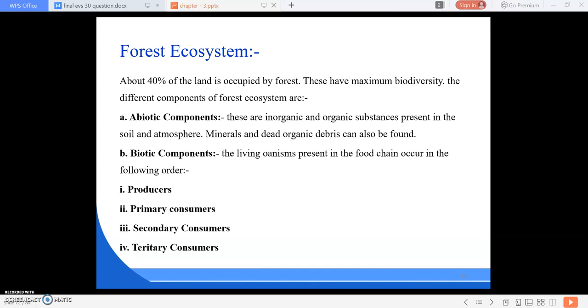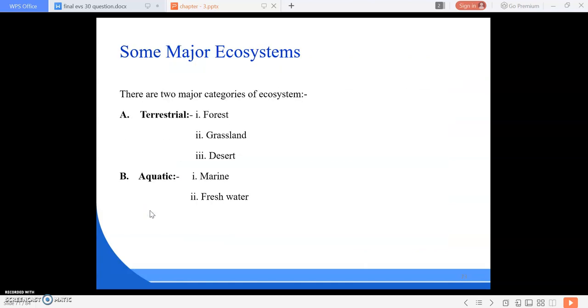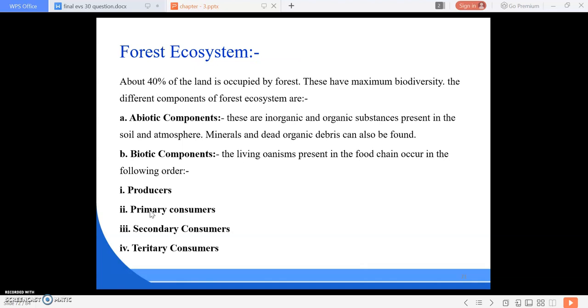In the previous class, we studied some major ecosystems. There are two types of major ecosystem: first is terrestrial, and second is aquatic. Terrestrial means the ecosystem operates on land, and aquatic means the ecosystem operates in water. The terrestrial ecosystem is again divided into forest, grassland, and desert, and our aquatic ecosystem is divided into marine and freshwater.